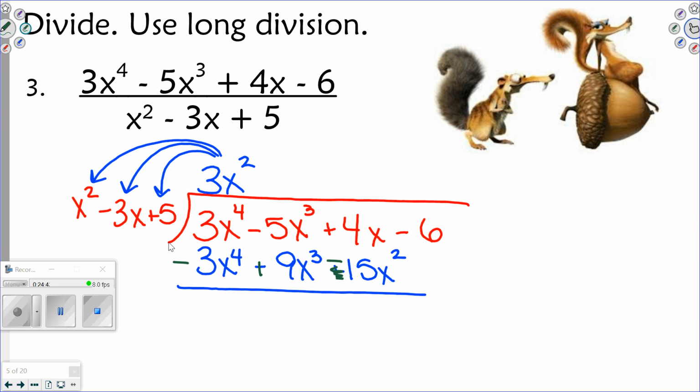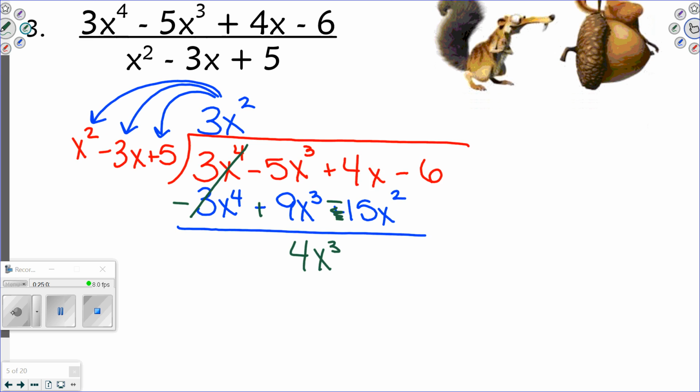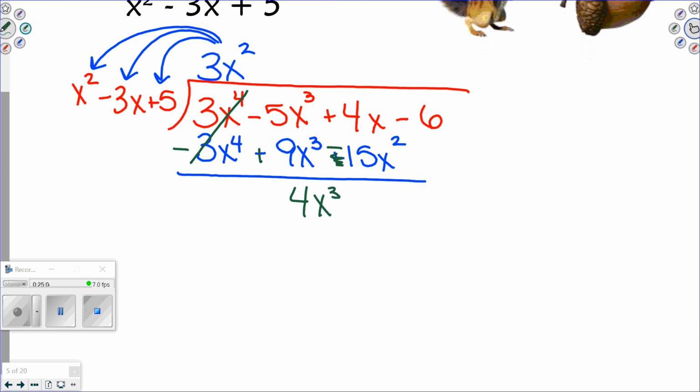Well, let's see what happens, okay? So 3x to the 4th minus 3x to the 4th cancels. Negative 5x cubed plus 9x cubed is 4x cubed. 4x minus 15x squared. Those aren't like terms, but can I continue to keep those in my problem? Yeah. Make sure they're in standard form. Minus 15x squared plus 4x, and I have a minus 6.